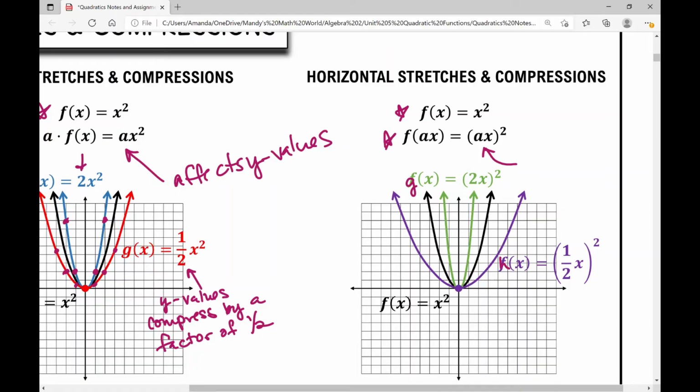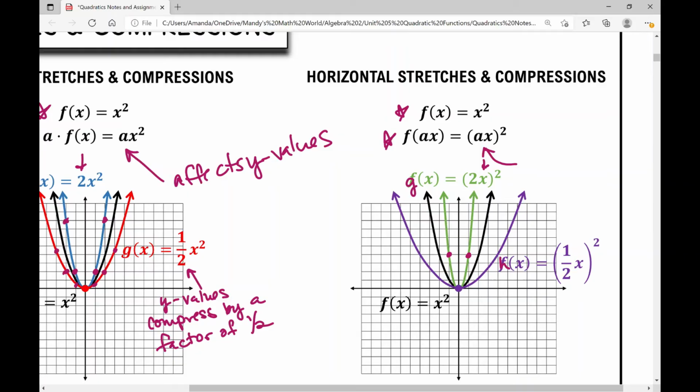Let's think about this. If I plug in an x value of 1, 1 times 2 is 2, 2 squared is 4. The same thing would happen if I plugged in a negative value, because if I square a positive or a negative, I'm going to get a positive value. If I plug in 2 for x, I multiply that x value by 2. 2 times 2 is 4. 4 squared is 16. So that's off the graph, right? So what does it look like? It almost looks like a vertical stretch, but we actually call this a compression.